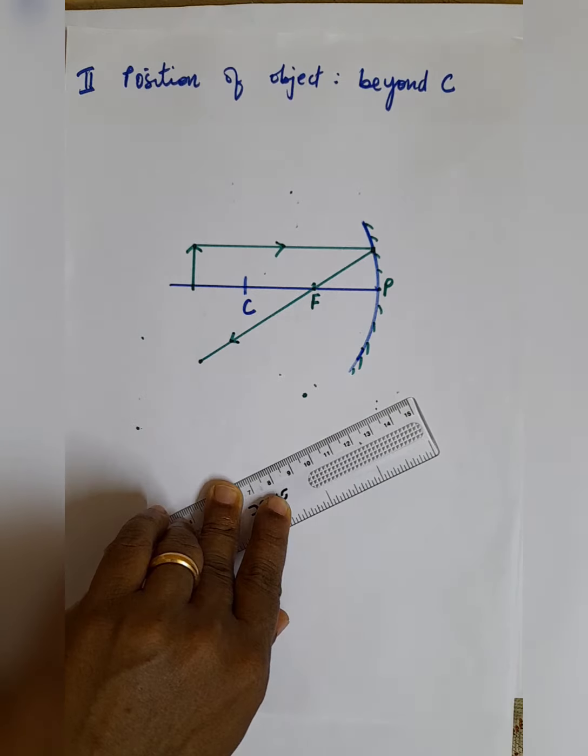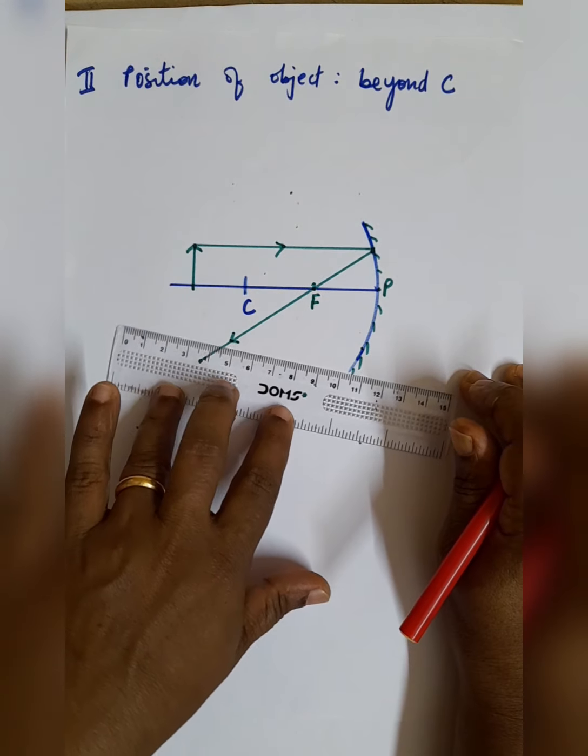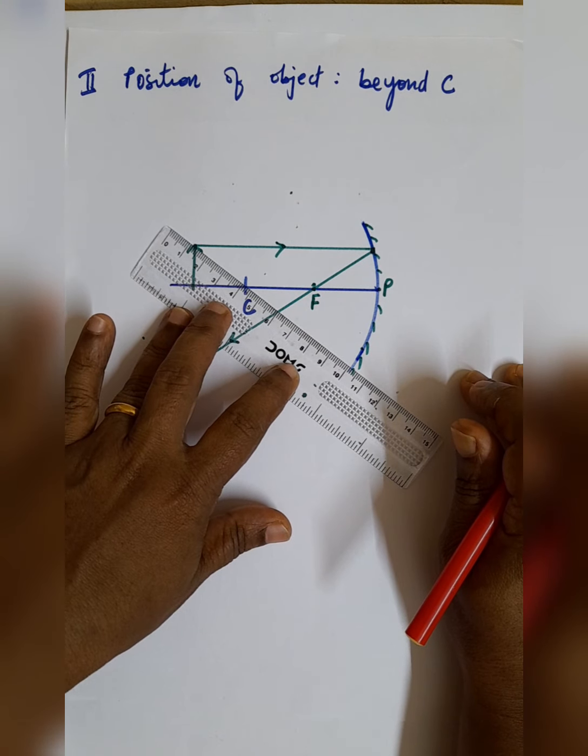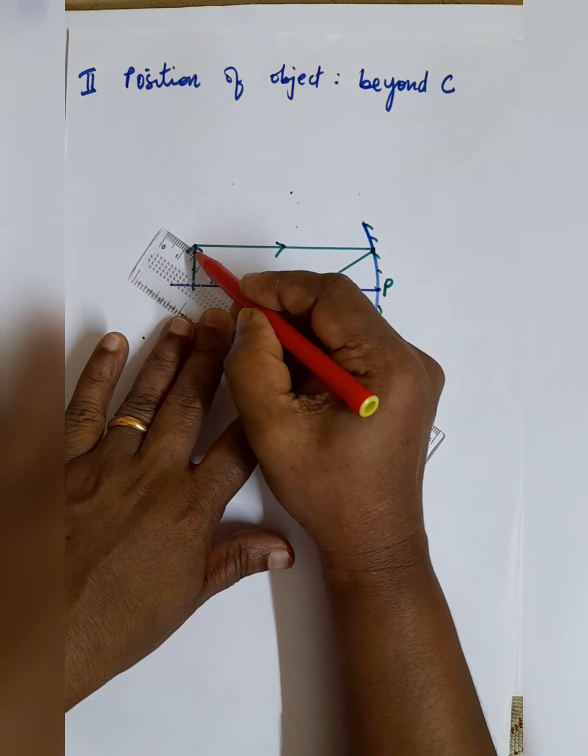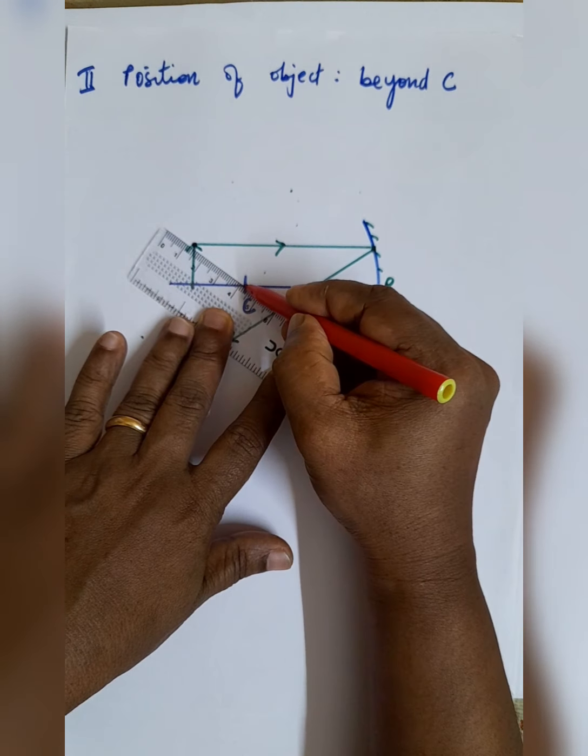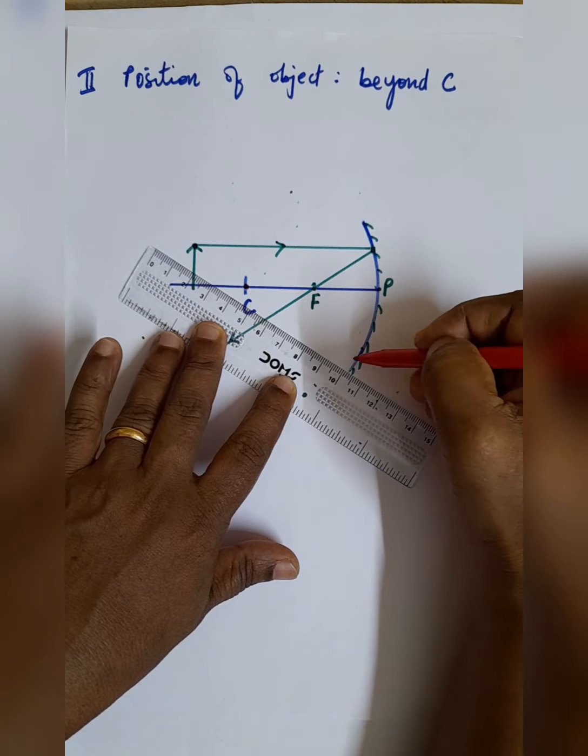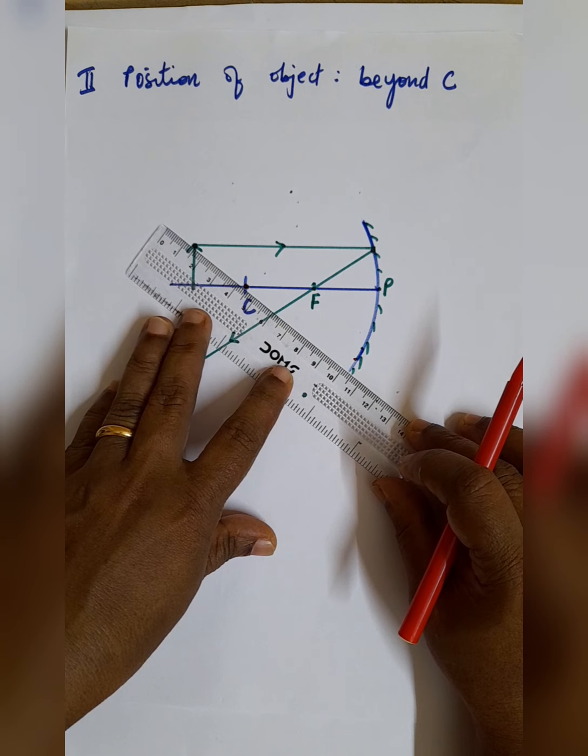The next ray goes through C. So it has to touch the tip of the object, the head of the object, the point C and the mirror. So connect these 3 points.